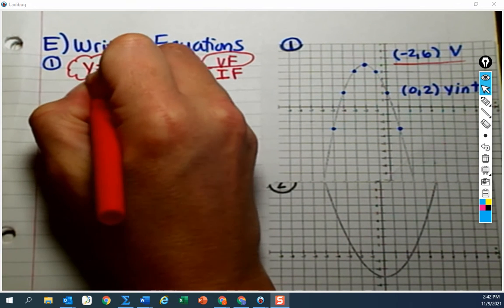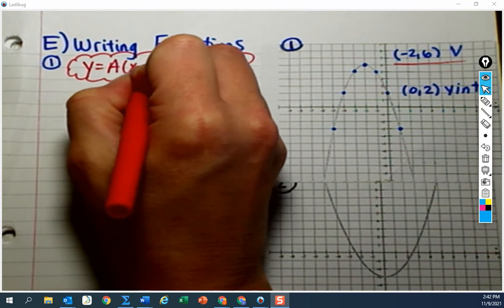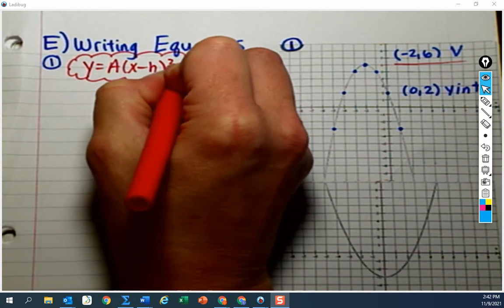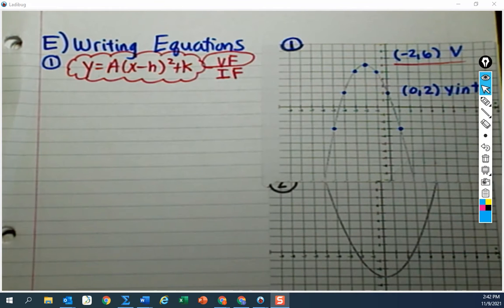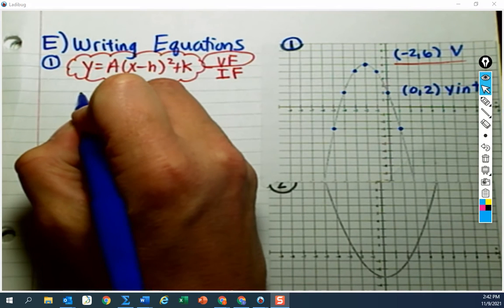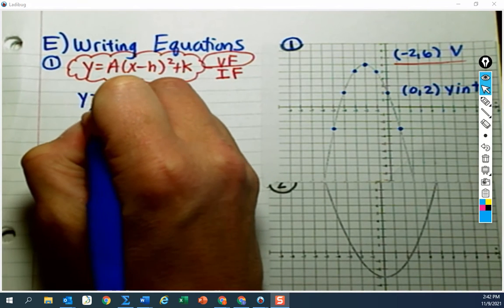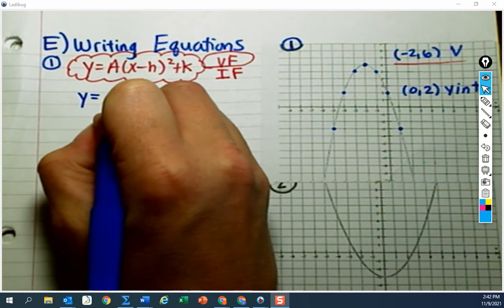Okay, so y equals a, x minus h squared plus k. All right, that's my first step. My little thinking bubble, I got to pick the right format to start in. Okay, let's plug in what you know. All right, so y equals a.